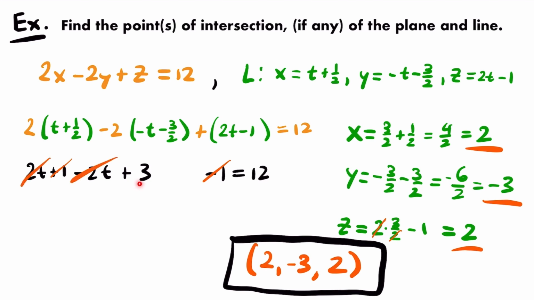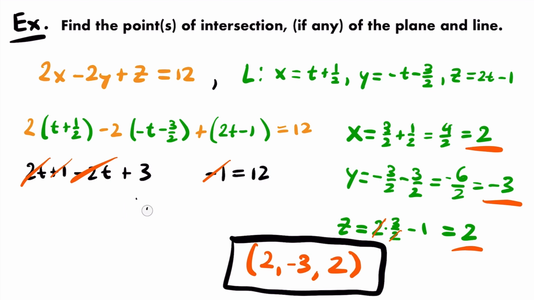We would be left with 3 equals 12, right? You would have 3 equals 12, which is not a true statement, and so you would say 3 is not equal to 12, and if that was your result, what you would then conclude is that the line and the plane do not intersect.